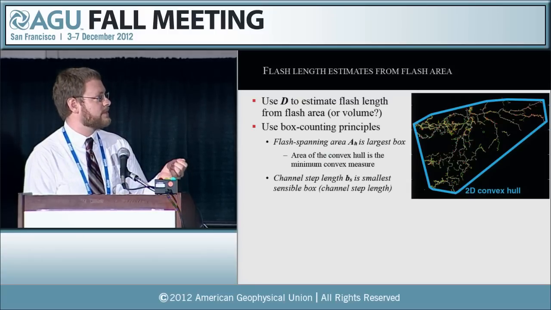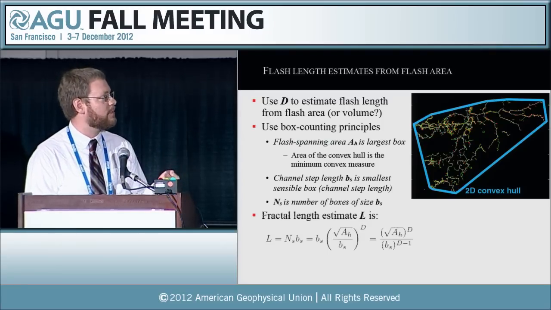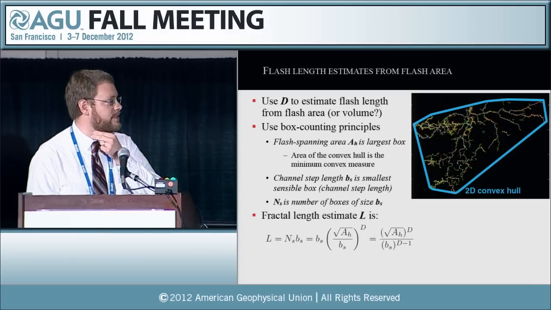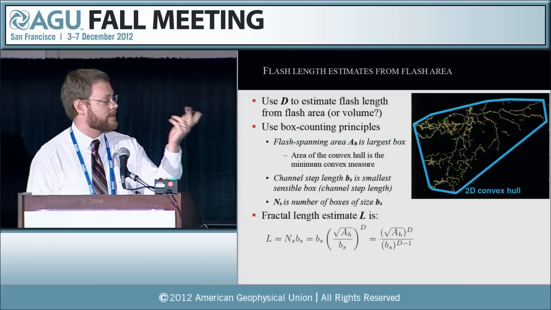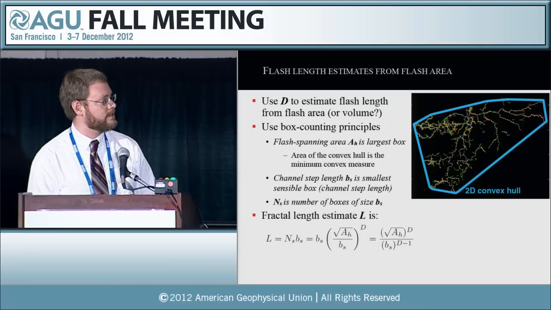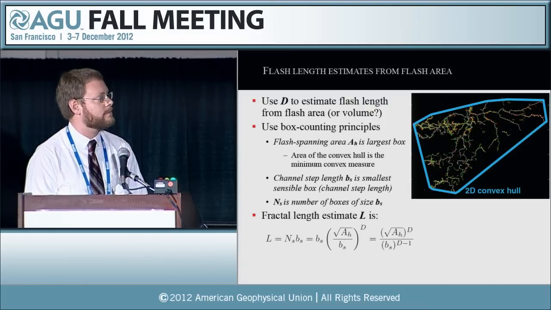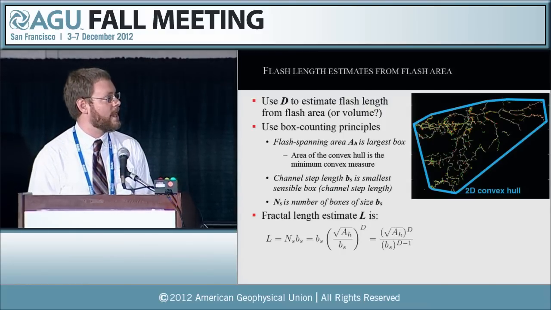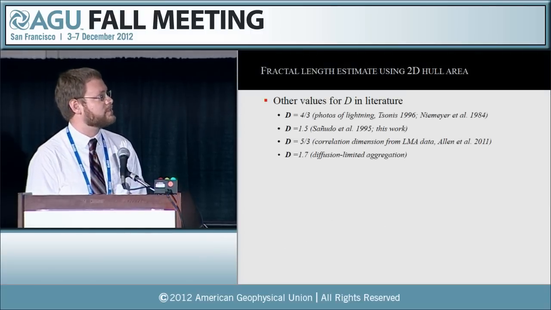We'll pick some channel step length that's our smallest box size, and we'll count the number of boxes at that size, and you can then derive this formula: the square root of the area, so the length scale determined from the covering area, to the fractal dimension, divided by the box size to the power of the dimension minus 1. All right, so what length estimate do we get for a variety of values of D and box size? I'll show you that in a second.